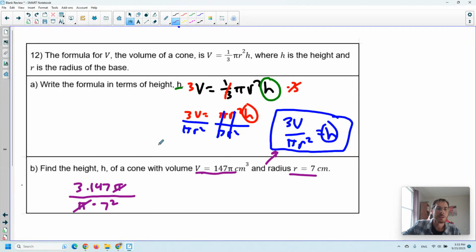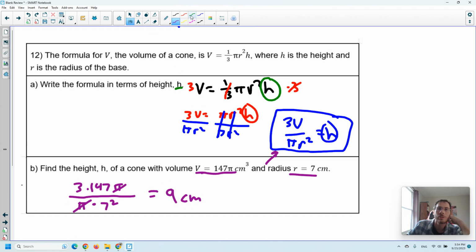Perfect. The reason I knew that that was going to be 9, and this is centimeters here, is because 147 is 49 times 3. 7 squared is 49. So in my head, I canceled out the 49s and just did 3 times 3. So I actually did less work than the calculator by thinking about it. But that's what we got. So we got 9 centimeters.